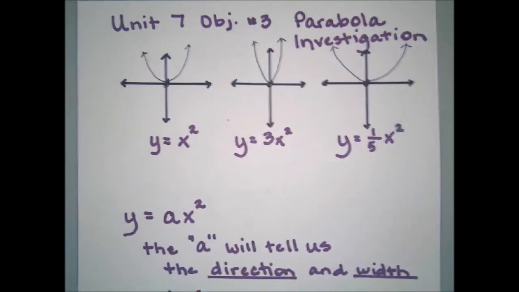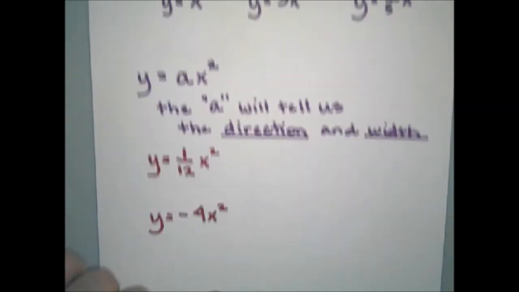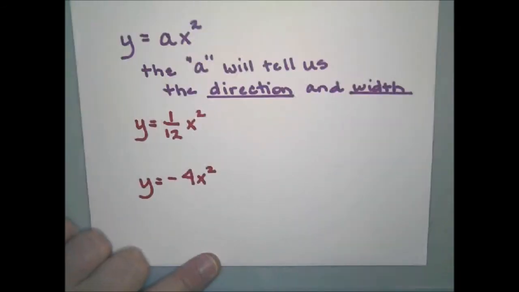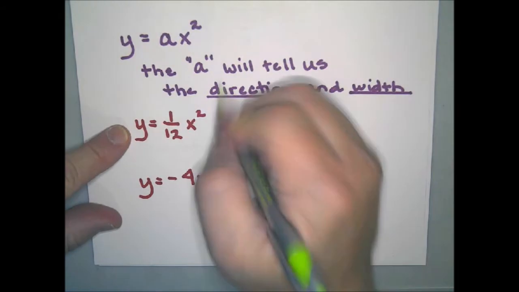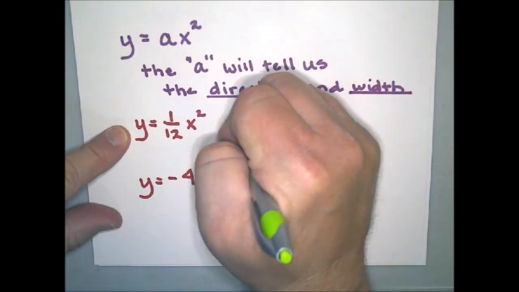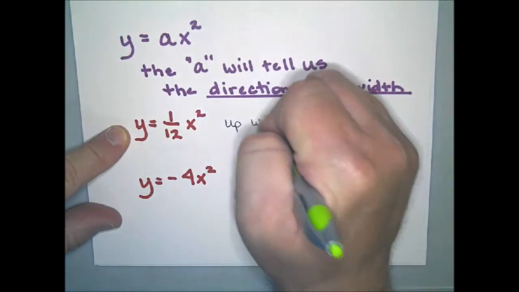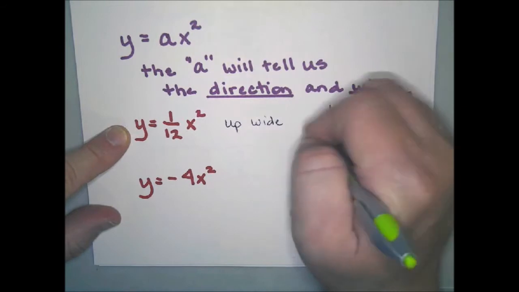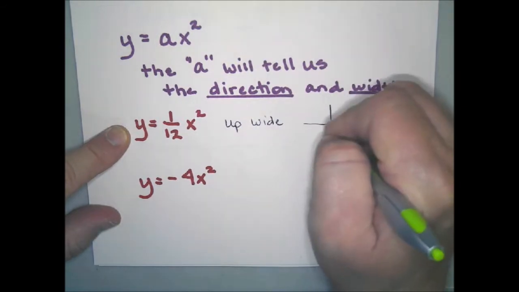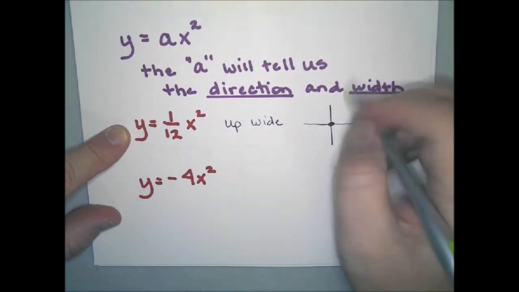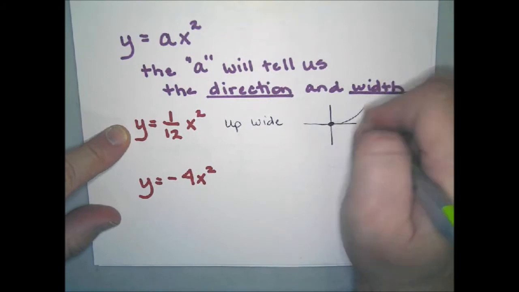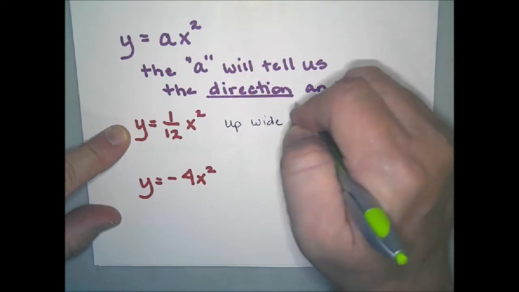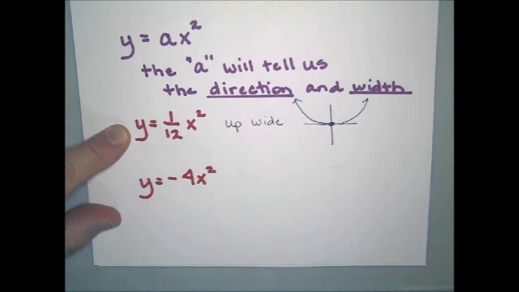So if we just had to give a general characteristic of these two parabolas, I would say this is an up wide parabola because of the 1/12. And if I had to sketch it, it would be pretty easy to do. Put your vertex at 0, 0 and just make an up wide parabola like that and like that. There's your up wide parabola.